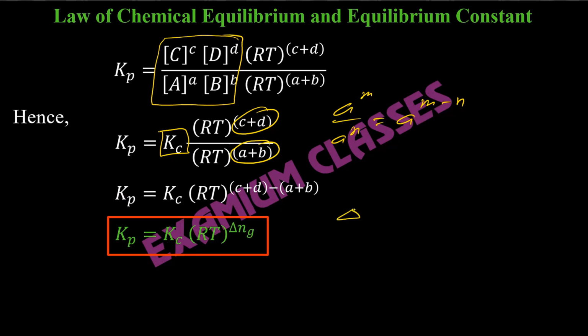In the book, it is written as delta N, but I prefer to write it as delta Ng. Otherwise, there is some probability of mistake. You can consider other moles also. These are only gaseous moles.